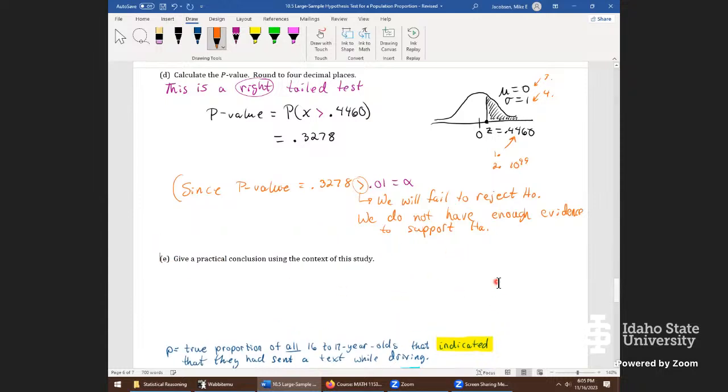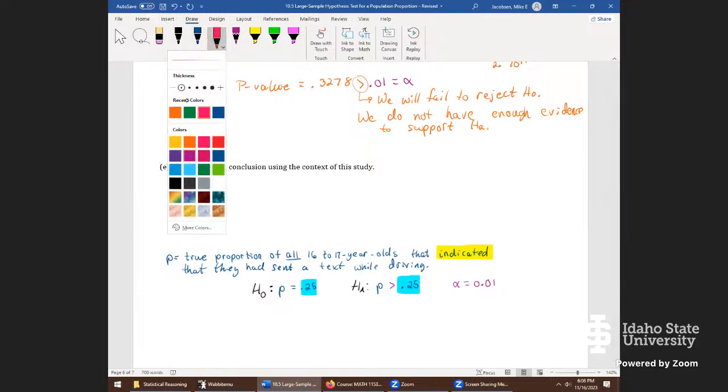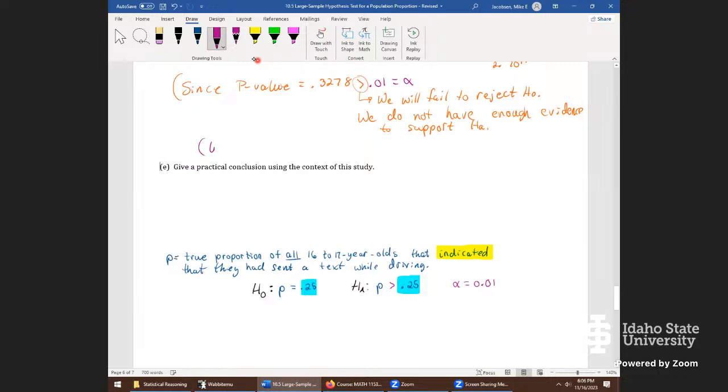But this problem is another good reminder. We mentioned this quite a lot, but here's one of those situations where it's tempting to say, we found evidence that the proportion is 25%. That's not the case, so we have to avoid that. Let's make just a warning statement here. We cannot conclude H naught is true in hypothesis testing.